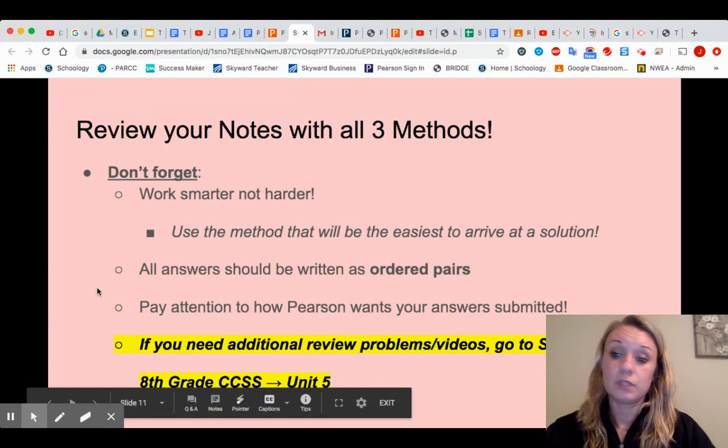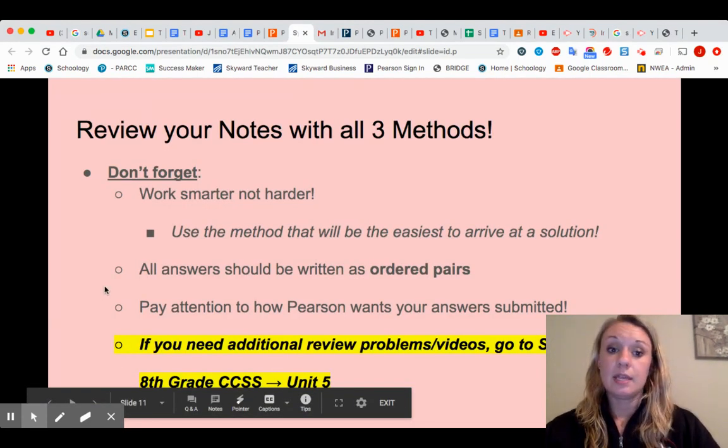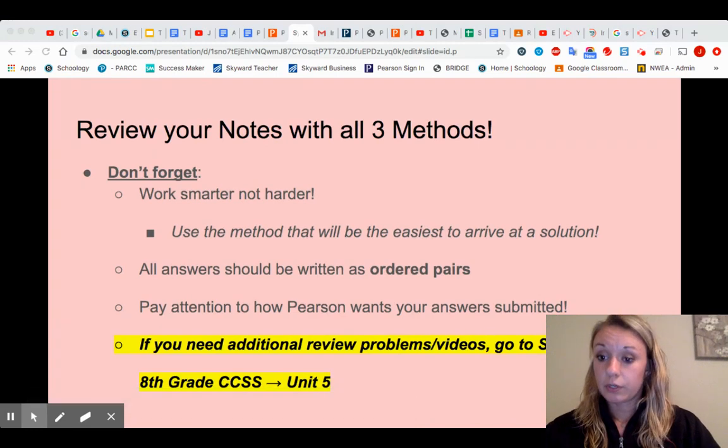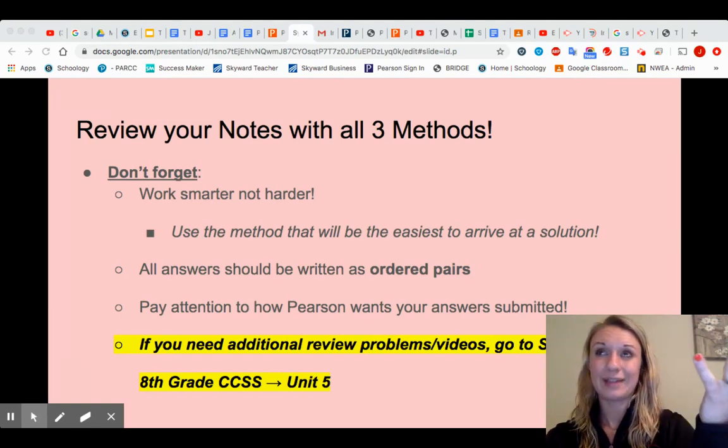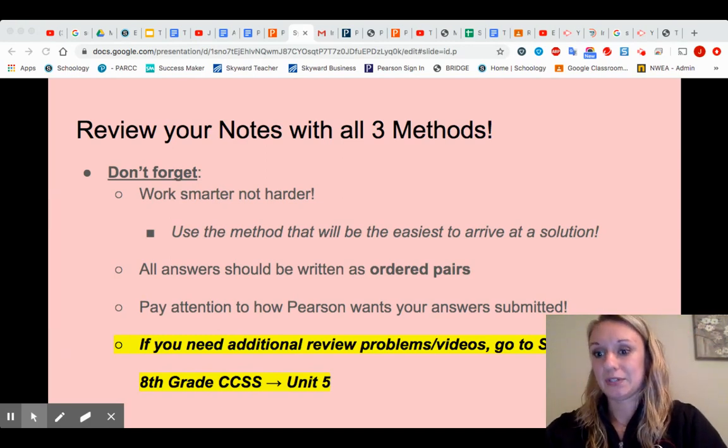All right, just to kind of close here, it is important not only that you look through your notes for all three methods, but that you choose the solving method that's going to be the easiest for you to get to your solution. Work smarter, not harder. We're honors kids. We're good at doing that. All answers should be written as ordered pairs. Pay attention to how Pearson asks you to write your answer. So many of the times you guys will submit it in a way like you forget parentheses or you forget your comma. I can see your values are correct. It just marks it wrong because it's Pearson.